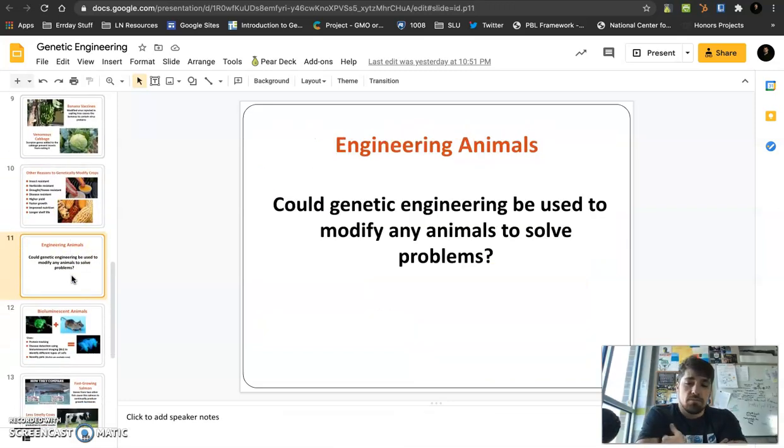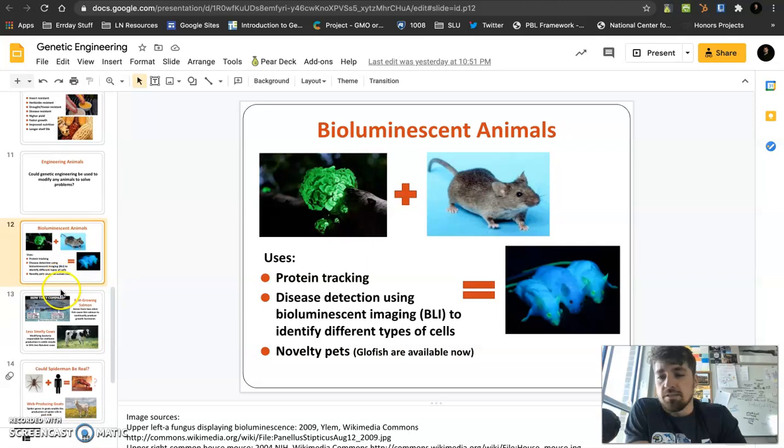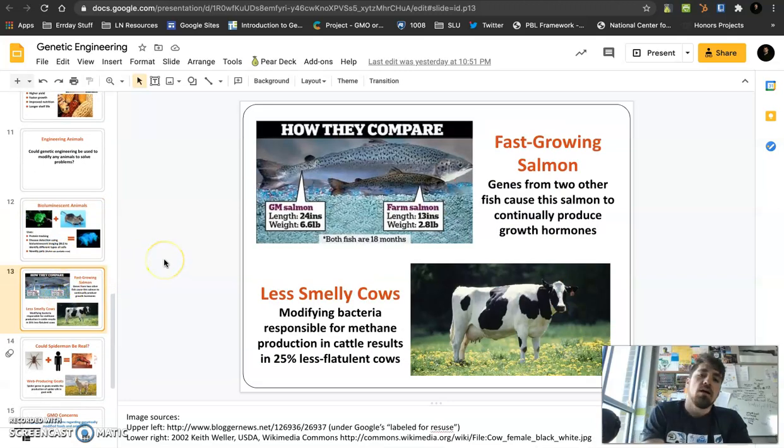So animals, a little different, okay, but we still can obviously do this in animals, like we talked about. We can manipulate genes to make animals glow in the dark, right? We did that with mice, as you'll see here. Glowfish, we've also done that as well. Fast-growing salmon. We have manipulated genes in salmon to allow them to grow faster.